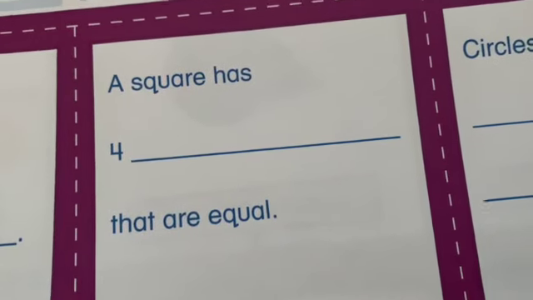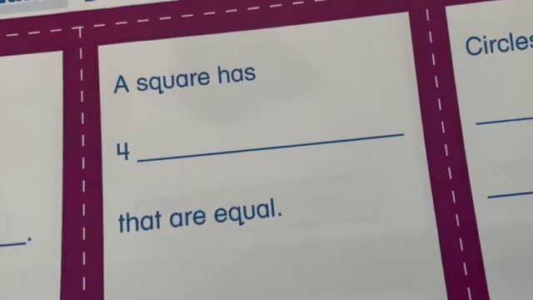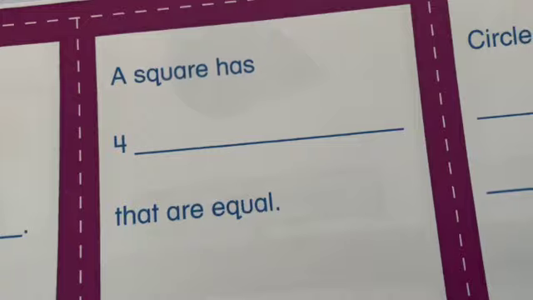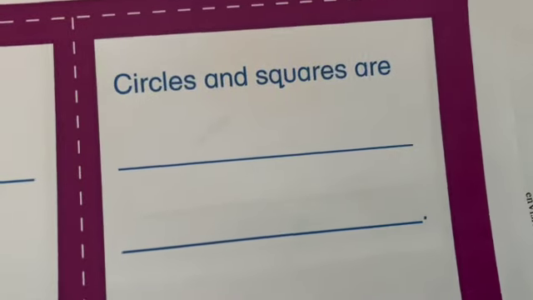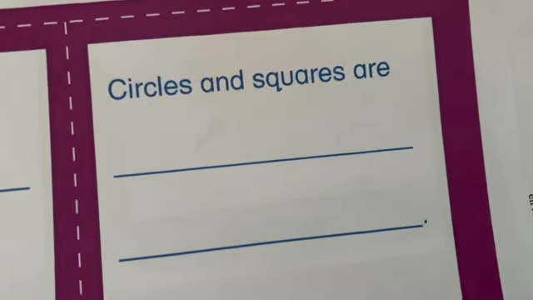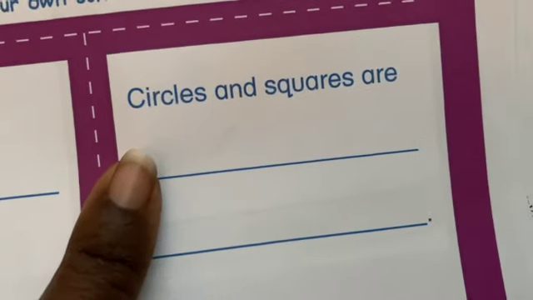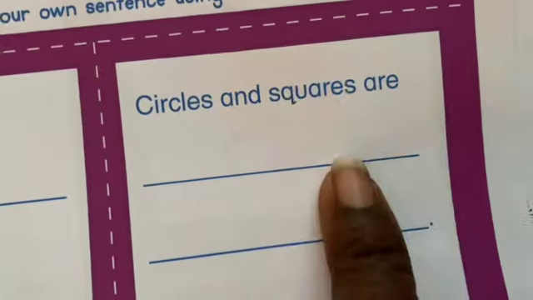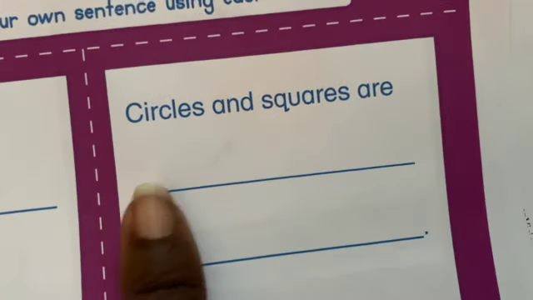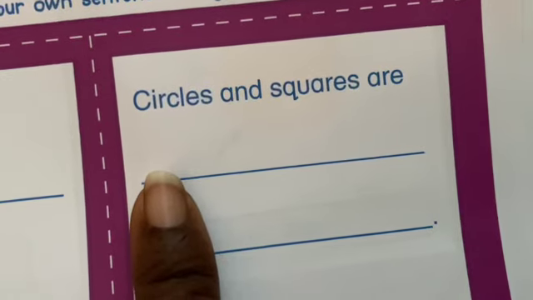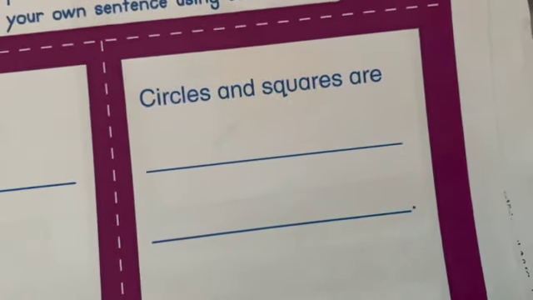So in relation to word problems, a square has 4 sides that are equal. Okay, circles and squares. So what's the difference between a circle and a square? A circle is round, a square is not. A square has flat surfaces, a circle does not. Yeah, so let's look at the picture.